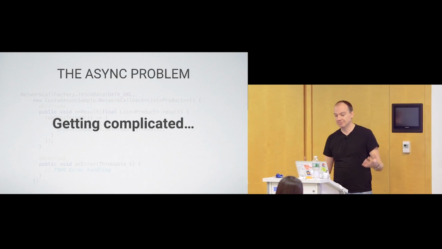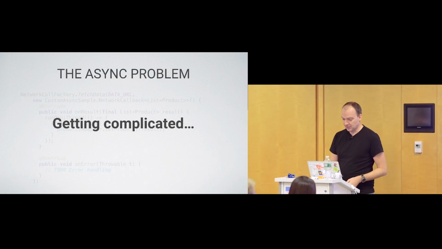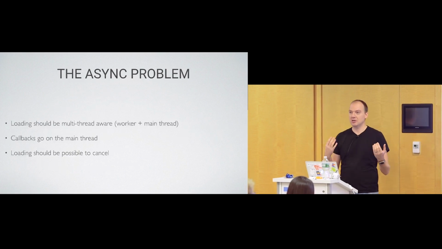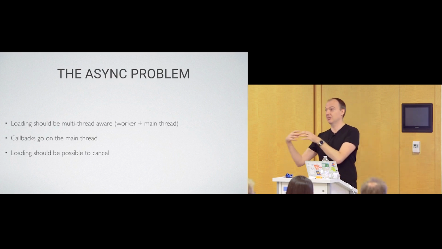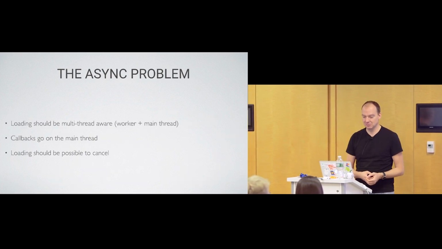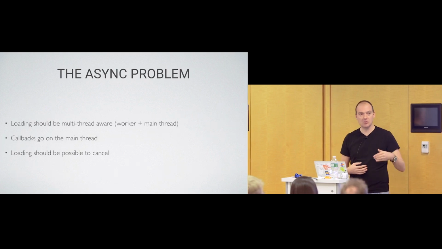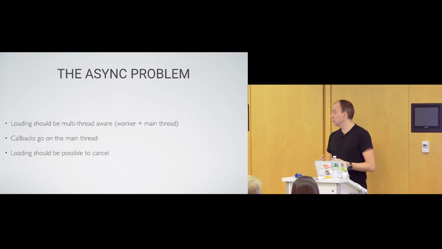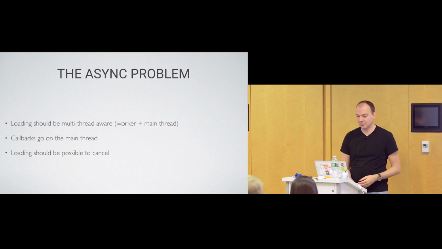So the problem, to sum up, first of all, we should be thread aware. The worker thread should know that it's running on the worker thread and it should deliver a result on the main thread. Very obvious, but you know, it's easy to miss. Callbacks should go on the main thread, and it should be possible to cancel this one. Once you get onDestroy in your activity or whatever lifecycle callback you want, you want to cancel it. You don't want the result anymore.